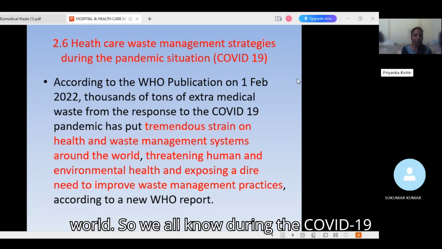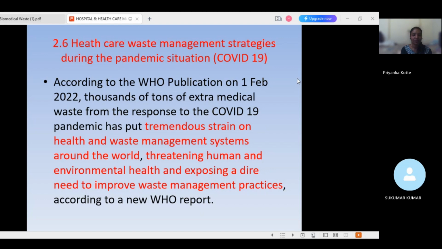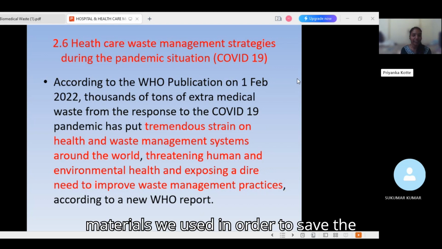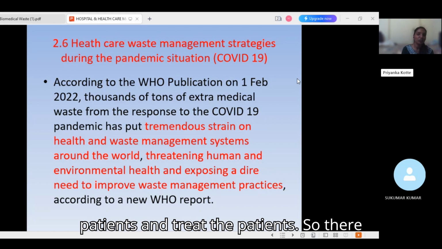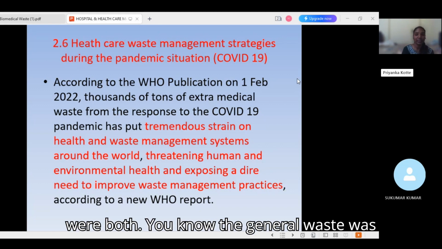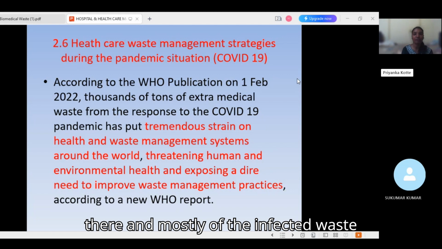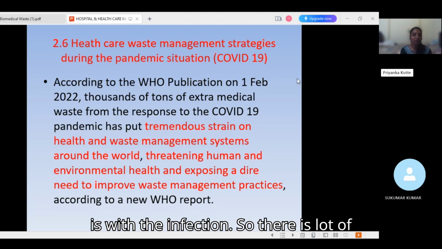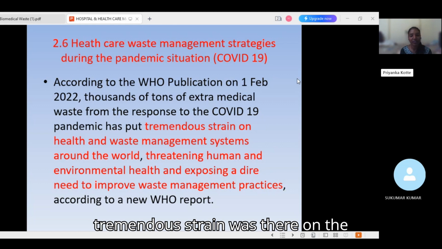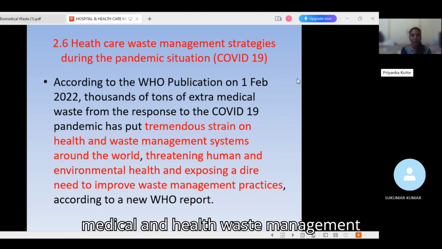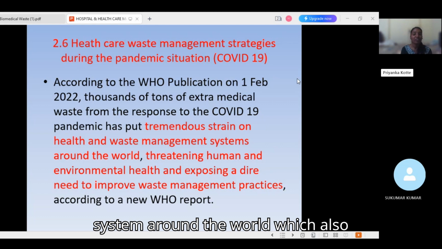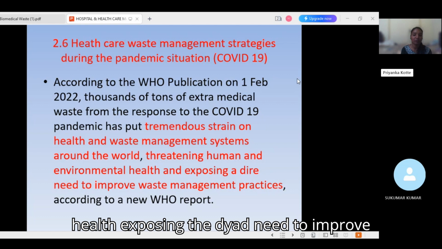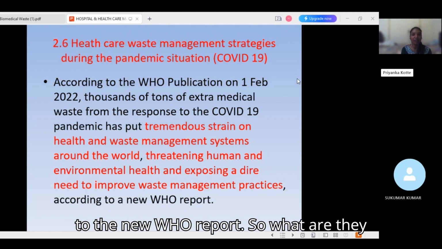So we all know during the COVID-19 pandemic situation, there were a lot of materials we used in order to save and treat the patients. There was general waste, and mostly infected waste also, because we considered every person to be infected. So there was tremendous strain on the medical and health waste management system around the world, which is also threatening human and environmental health, exposing the dire need to improve waste management practices, according to the new WHO report.